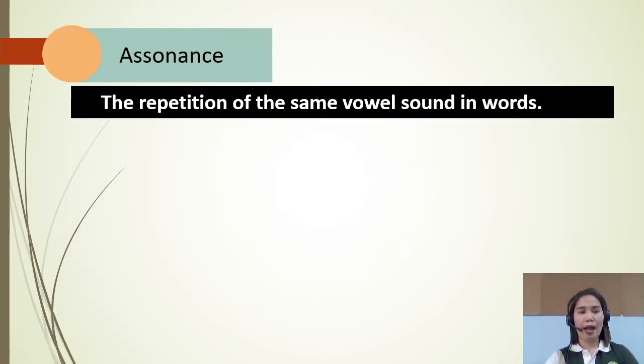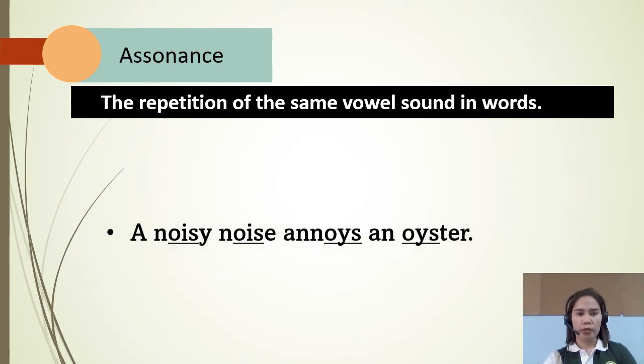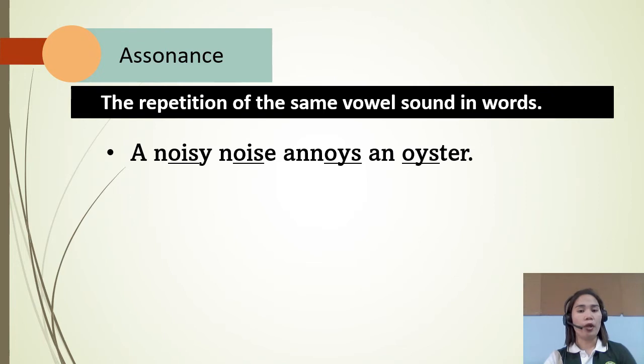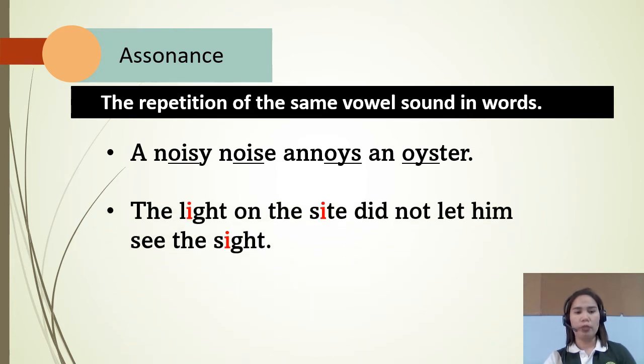When we say assonance, it is the repetition of the same vowel sound in words. It is also known as the vowel rhyme. So it is the repetition of vowel sounds across a line or text or poetry. We have here: a noisy noise, a noise, an oyster. The words have to be near enough to each other that the similar vowel sounds are noticeable. Another example is: the light on the site did not let him see the sight.